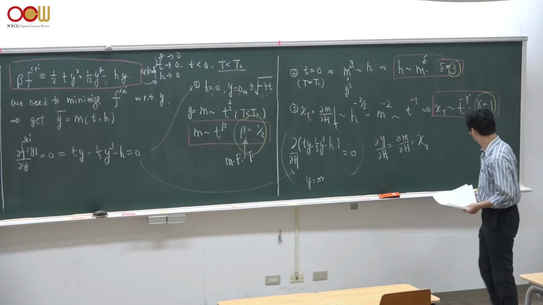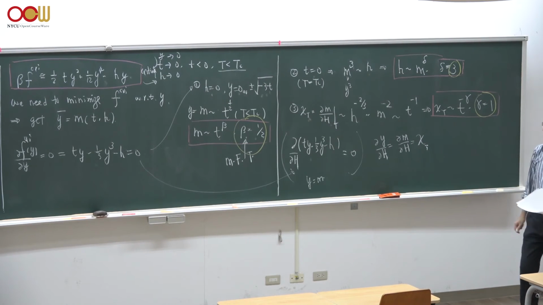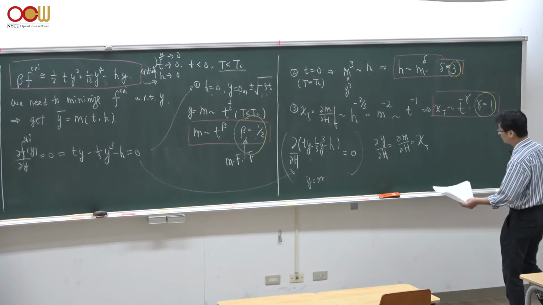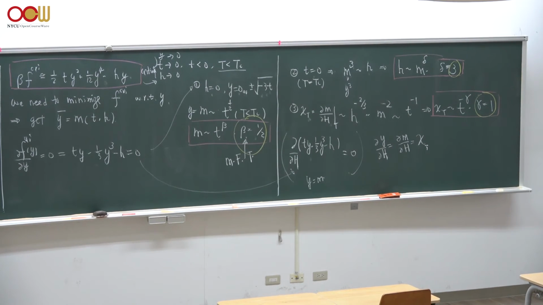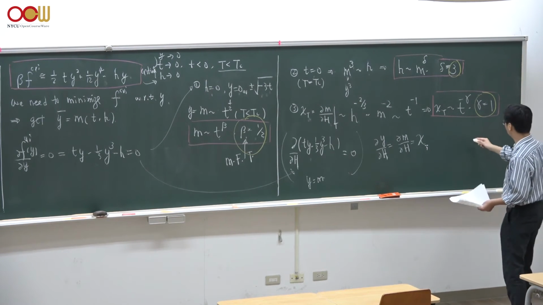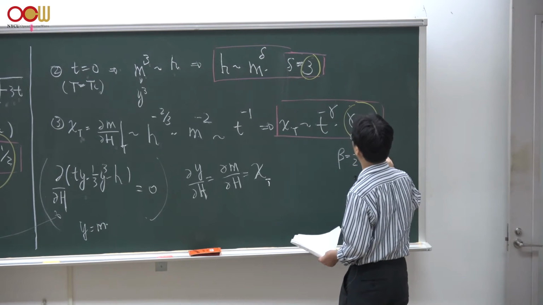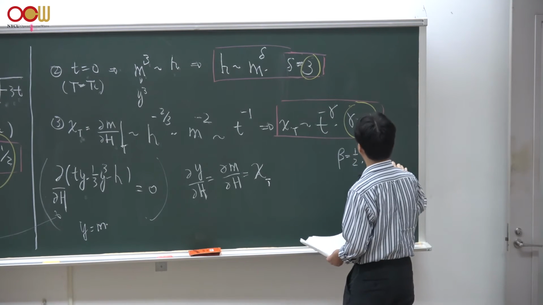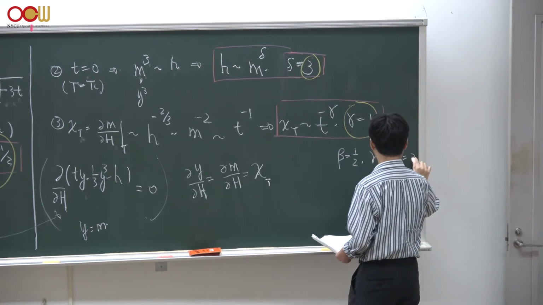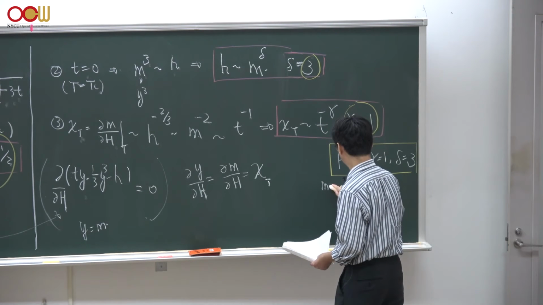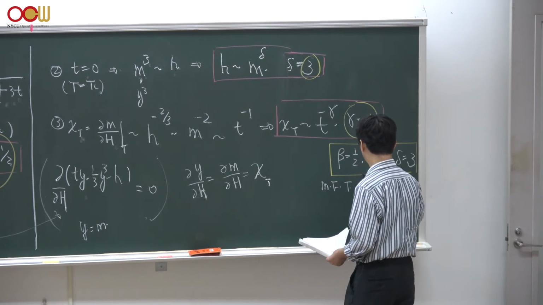Okay, so by minimizing the free energy with respect to this y, we get all the three critical exponents that we were looking for previously. So this is a very powerful and easy calculation that we can do. Okay, so let me summarize. Beta is 1/2, gamma is 1, and delta is 3. So this is our mean field prediction for these critical exponents.